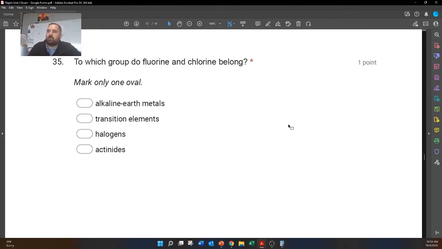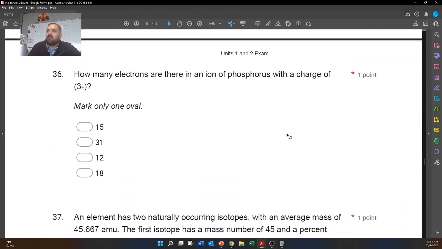To which group do fluorine and chlorine belong? These are the halogens. They're in group 17. That's F and Cl. How many electrons are there in an ion of phosphorus with a charge of 3 minus?